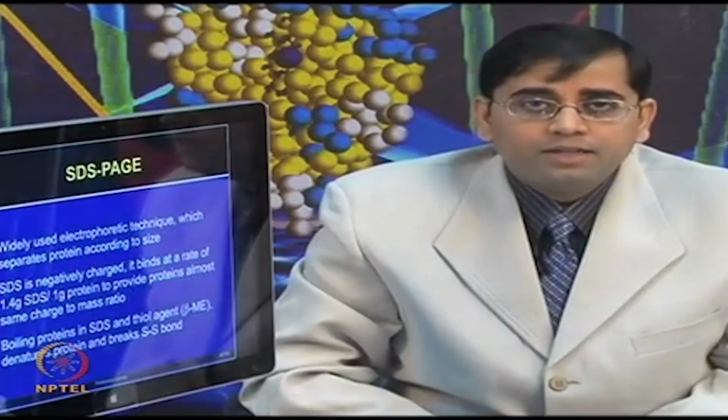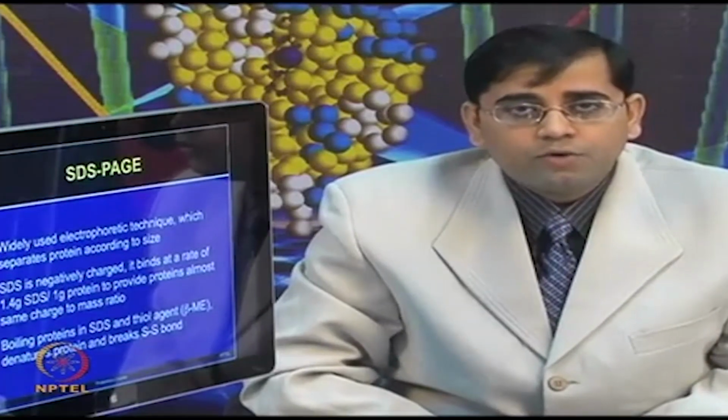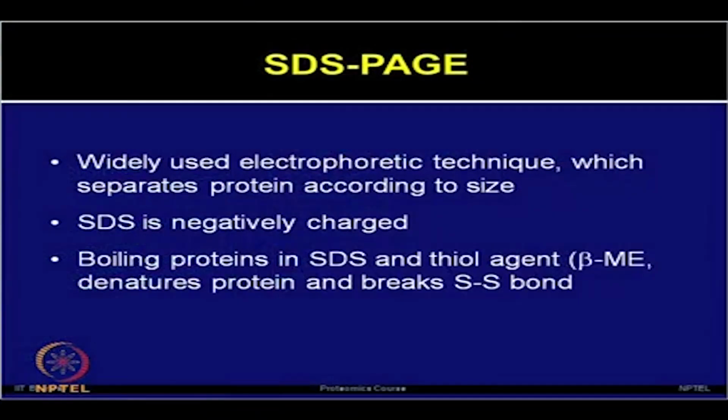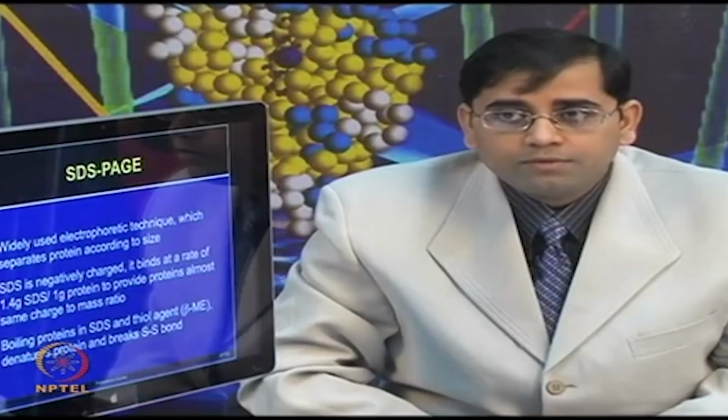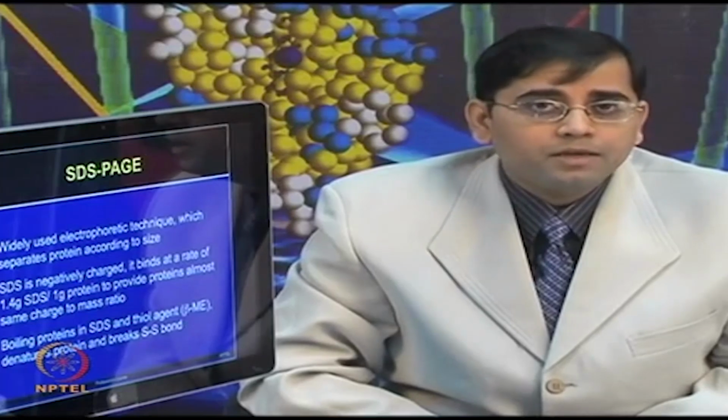So, SDS page is one of the very widely used electrophoretic technique which separates protein based on their size or the molecular weight. So, this molecule SDS or sodium dodecyl sulfate, which is an anionic detergent, it provides negative charge. It binds at a ratio of 1.4 gram of SDS per gram of protein to provide almost similar charge to mass ratio. Therefore, your protein separation will be mainly based on mass in the electric field.